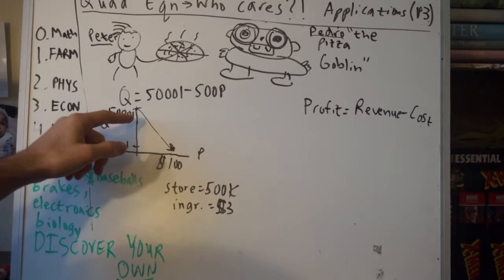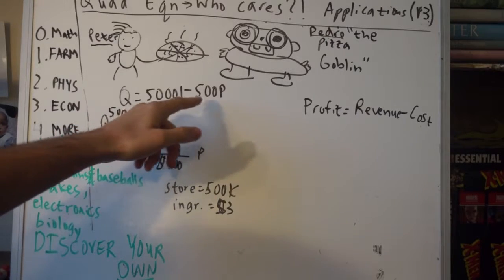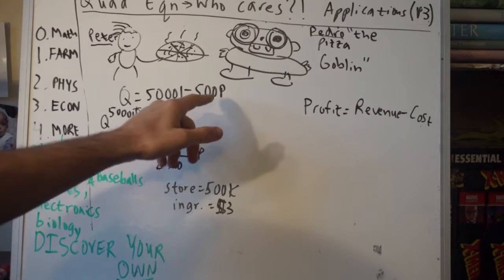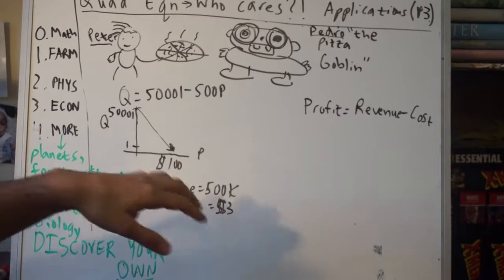Now let's say he's like, I'm going to charge you guys $1. All right, well, subtract off 500 times 1. Because that's $1, so 500 fewer people will want it.